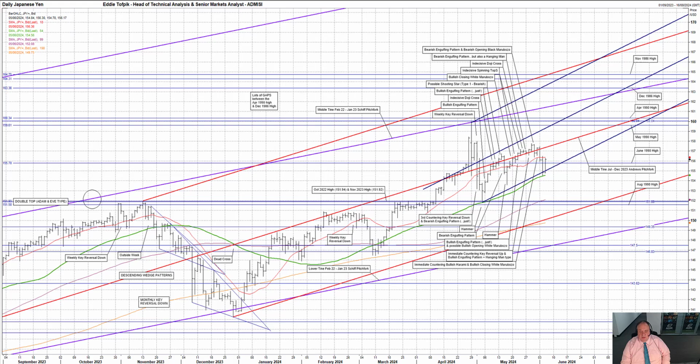Overall, we are still between the purple highlighted middle time above, currently at 161.42, and the lower time below, currently 147.33 of the large February 2022 to January 2023 bullish shift pitchfork. We're also in between the middle time above, currently at 157.36, and the lower time below, currently 154.46 of the bright red July to December 2023 bullish Andrews pitchfork.